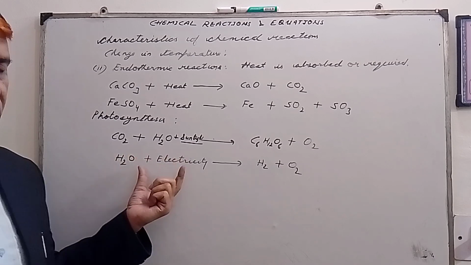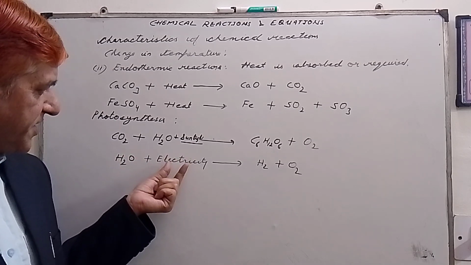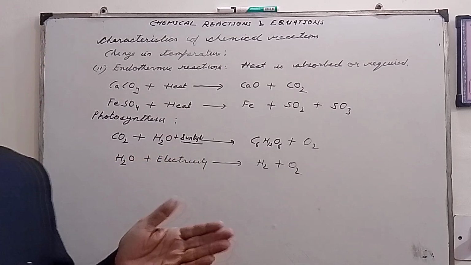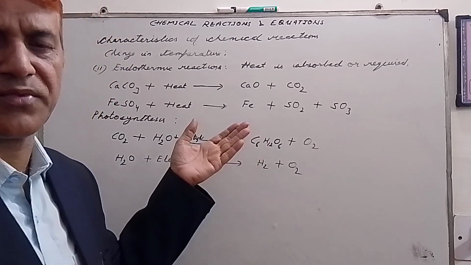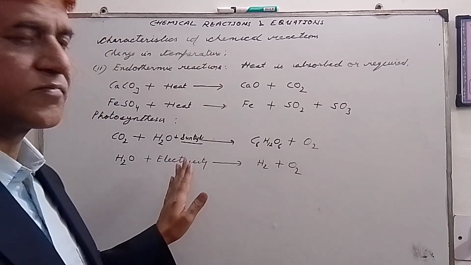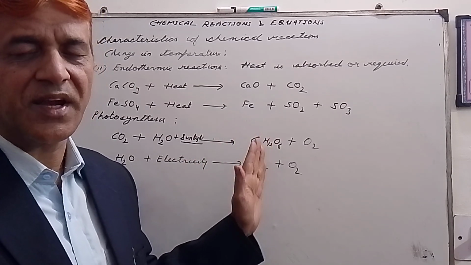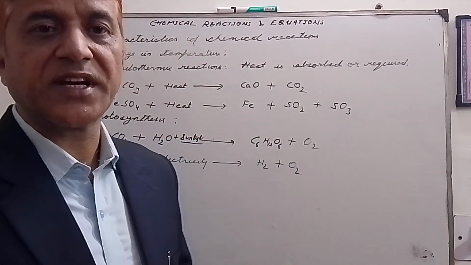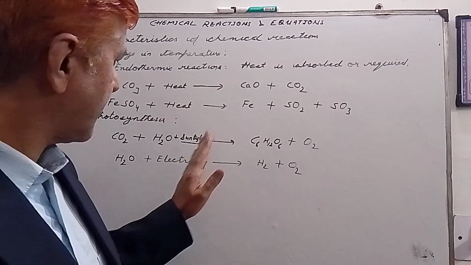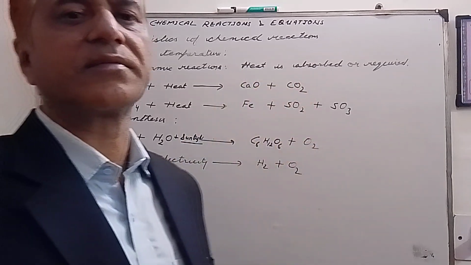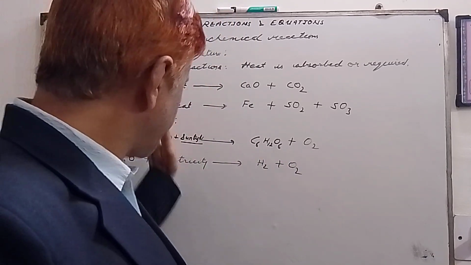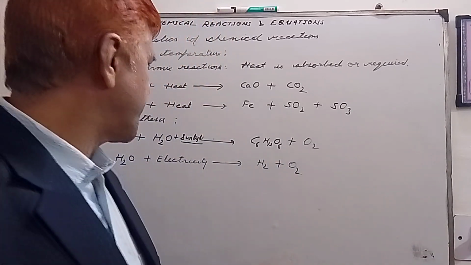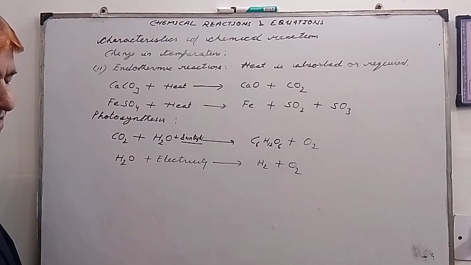So this is also an example of an endothermic reaction, because energy is required here. Energy may be in any form. It may be in the form of light, electricity, or heat. So all are endothermic reactions, and I have told you how to identify an endothermic reaction. That is, if heat or any form of energy is written on the reactant side, that particular reaction will be an endothermic reaction. This is also a decomposition reaction.